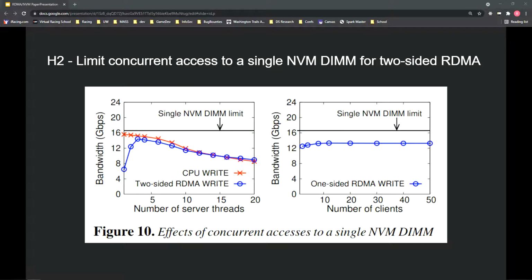A 37% bandwidth drop can be seen in figure 10A using 20 threads when compared to the performance of a single thread. However, looking at figure 10B, one-sided RDMA writes did not appear to suffer from the same issue, as its bandwidth seems to scale well with the increased number of concurrent writes. So in figure A here, you can see that the two-sided RDMA writes and the CPU writes trend downward together as the number of server threads increase versus the single NVM DIMM limit. And then on the right, one-sided RDMA writes scale constantly with the number of clients.